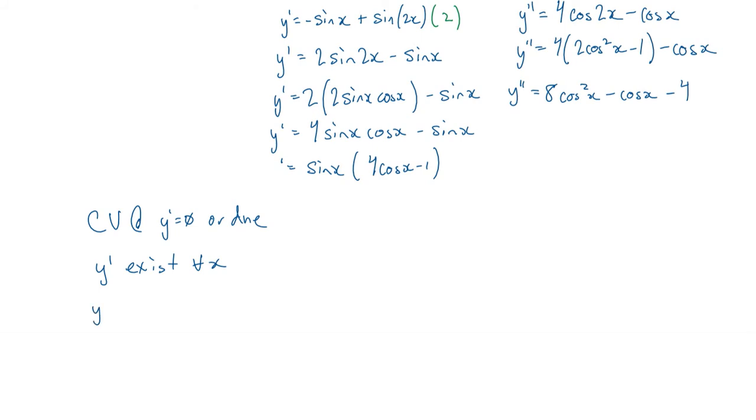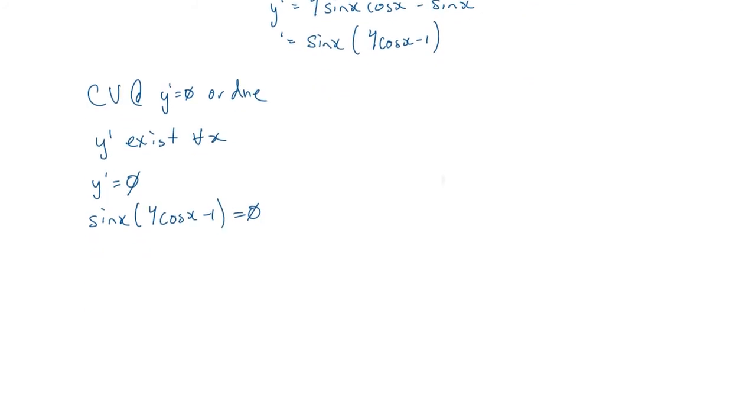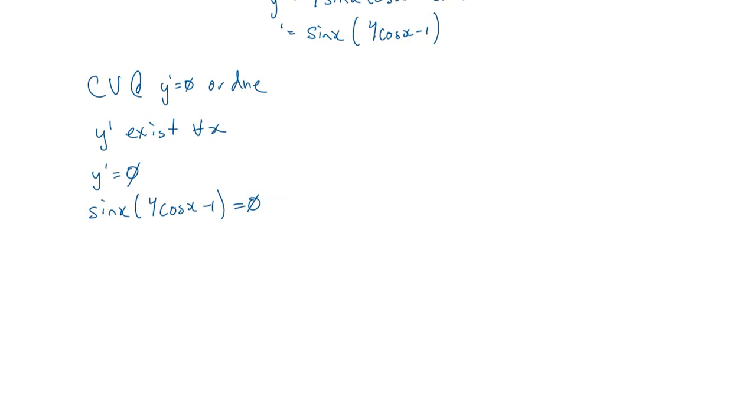So y prime equals 0 when sine x times 4 cos x minus 1 equals 0. I've already got that cleaned up. Otherwise, I'd be doing it now. That means sine x equals 0 or 4 cos x minus 1 equals 0, which means cos x equals 1 over 4. And this is where, like I've been saying, trig is just that much more complicated because I'm not done yet. Now I have to go and solve both of these equations.